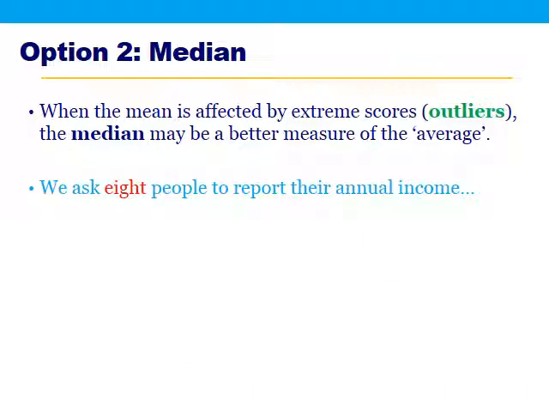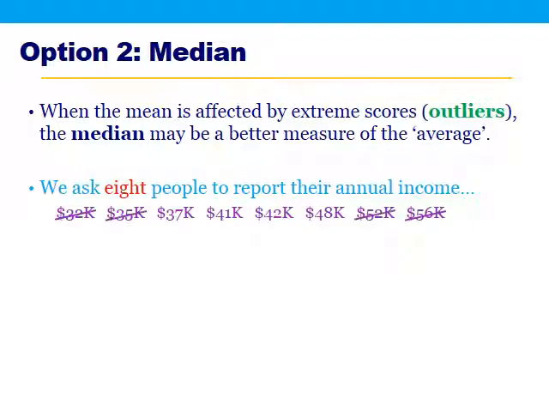So imagine that we instead asked 8 people to report their annual income. These are the same first 8 numbers from the previous slide. To calculate the median, we're going to do the same thing that we did before. We're going to cross out the lowest number and the highest number, and then do it again, and again, until we're left with not one, but 2 numbers in the middle. In this case, 41,000 and 42,000. The median is going to be the number that falls right in between those two.